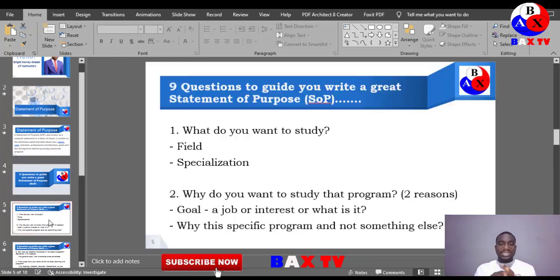So now, the number one question: what do you want to study? That is the question you need to ask. What do you want to study? That is the first question that will serve as a guide.